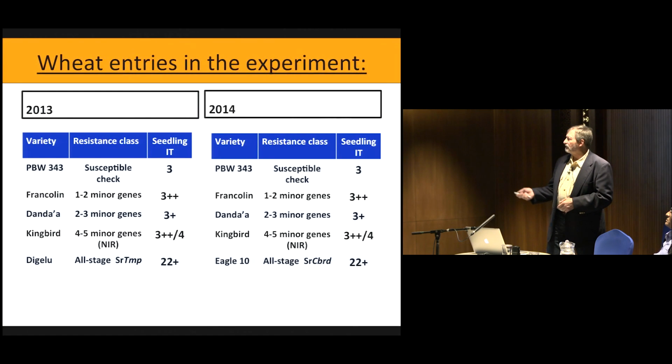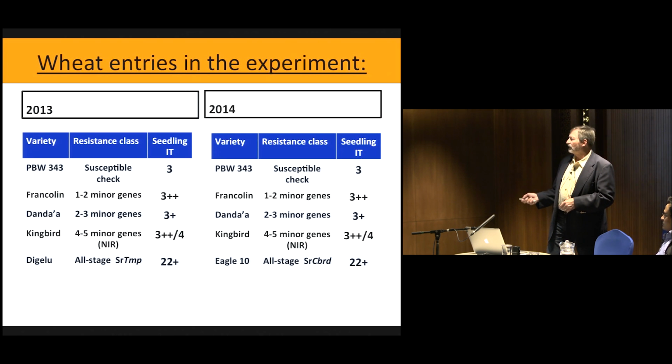So these are the wheat varieties that are entered into the experiment. In 2013, we had PBW 343. It is a susceptible check. The seedling infection type that we would read is a 3. Francolin, we guessed, has 1 to 2 minor genes. The seedling reaction is a 3++.